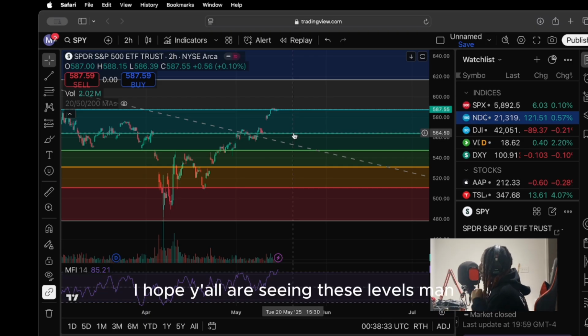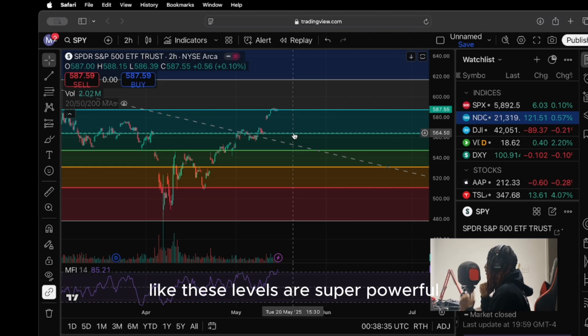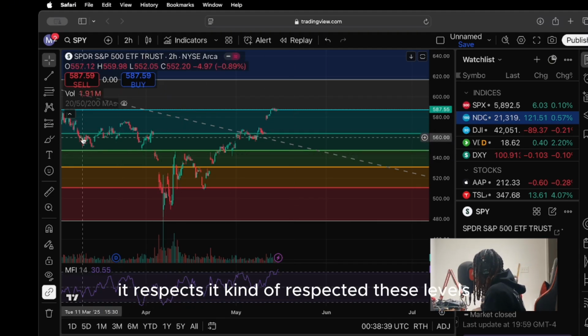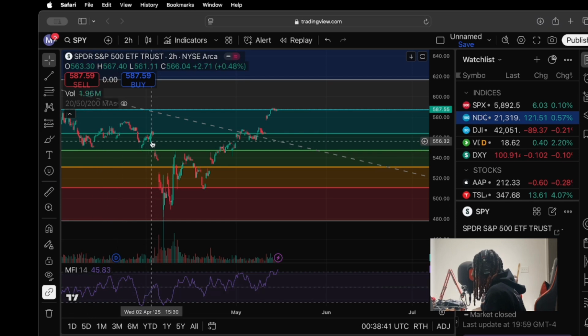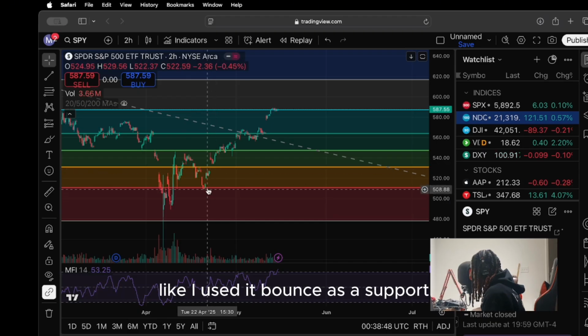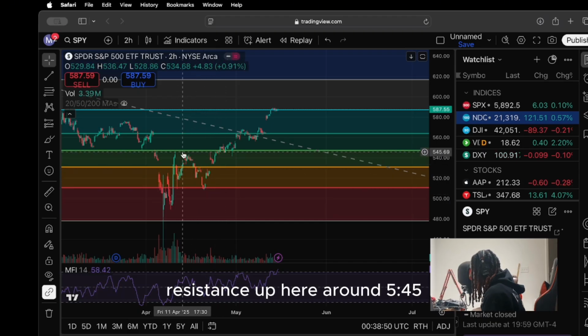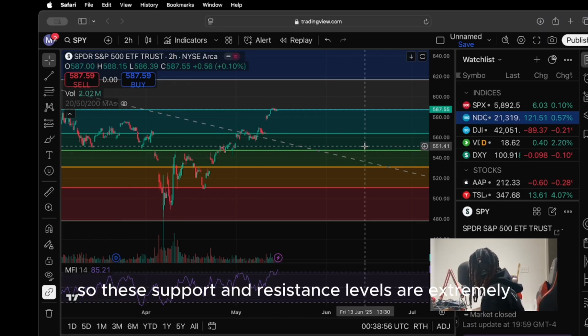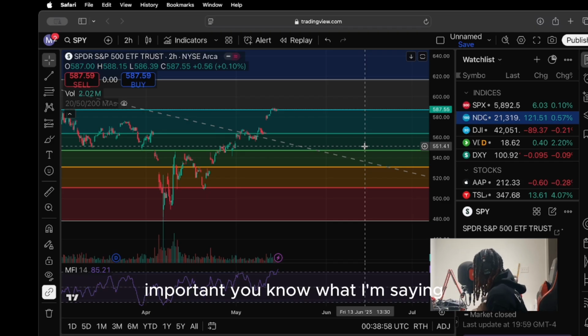I hope y'all are seeing these levels, man. These levels are super powerful. As you can see, previous movement kind of respected these levels based off of our Fibonacci. Right here, it respected these levels here and here. It bounced as a support, resistance up here around 545. Right here, support around 549. So these support and resistance levels are extremely important, you know what I'm saying?